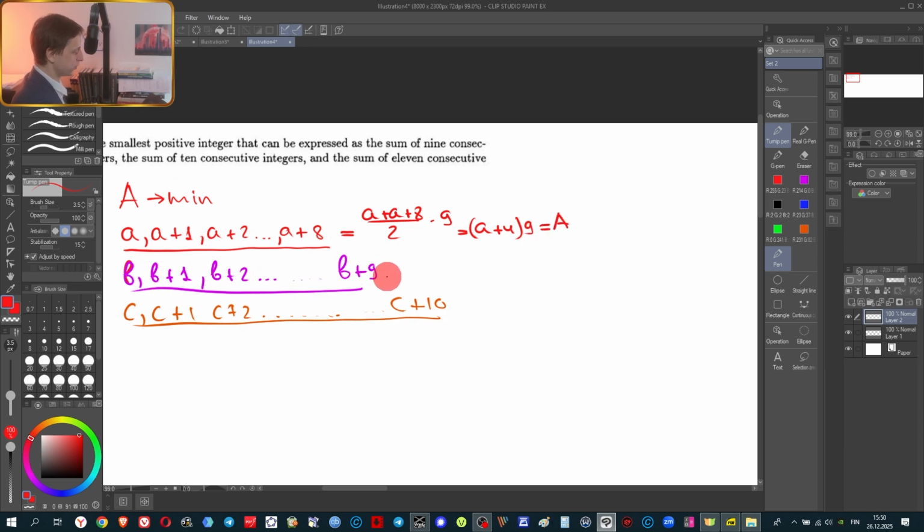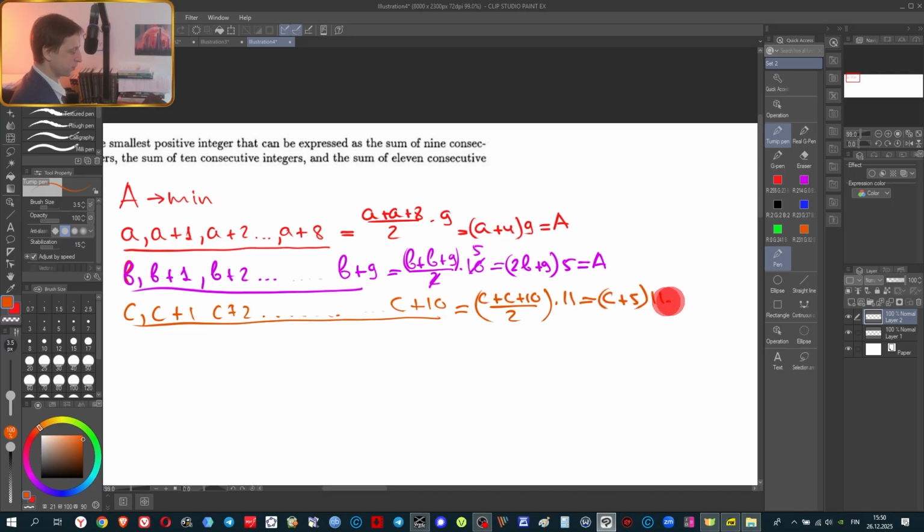Also, the sum of this arithmetic sequence equals the same formula, first one plus the last one divided by 2 times 10, because you have 10 terms here. So here 2 and 10, you have 5, and this one looks like 2b plus 9 times 5, and again it represents your number a. And for this sequence, the sum is the first one plus the last one, c plus 10, divided by 2, times the total number of terms, 11, equals a. So this one is 2c plus 10, which is c plus 5, times 11, equals a.